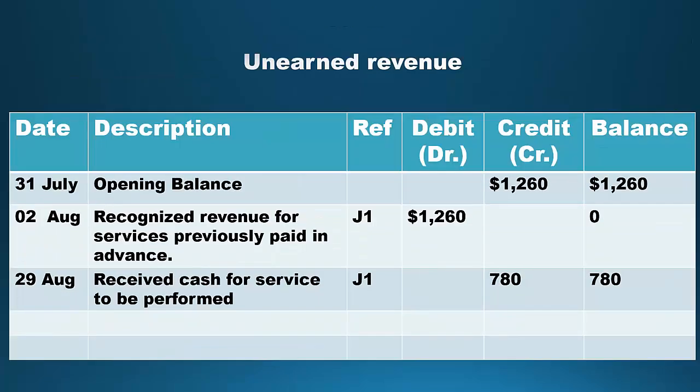Unearned revenue ledger. 1. Date, the date, August 29. 2. Narrative, add the narrative, recorded liability for future services. 3. Reference, include the journal reference, J1. 4. Amount, enter $780 in the credit column. We credit unearned revenue because the company now has a liability to perform services in the future, and increases to liabilities are recorded on the credit side.